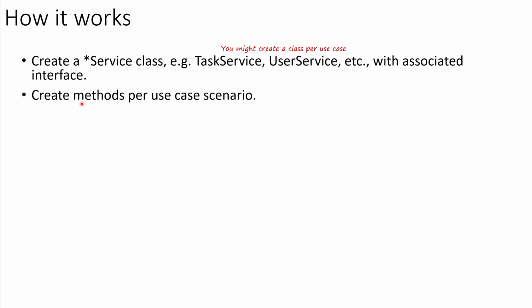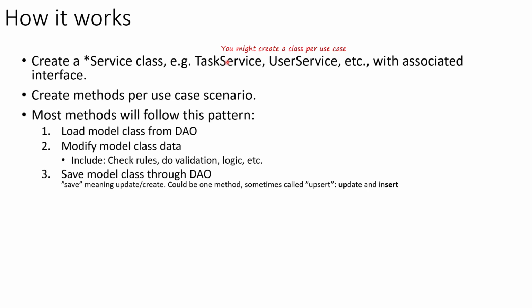And then we create a method per use case scenario, as mentioned. And most of these methods, because this is a pattern, there's going to be some repetitions and things that are similar. So for example, we're going to have these services, and most of the methods inside the services, any kind of method that modifies data, is going to have the same structure. So more or less 3 steps. You load the existing data model class from the data access object.